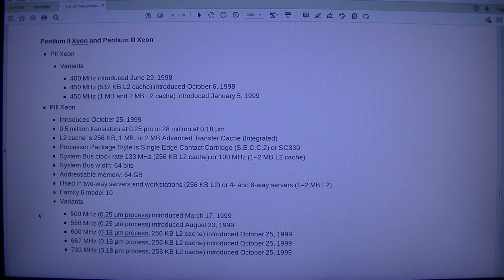550 MHz, 0.25 micrometer process, introduced the 23rd of August, 1999. 600 MHz, 0.18 micrometer process, 256 kilobytes L2 cache, introduced the 25th of October, 1999. 667 MHz, 0.18 micrometer process, 256 kilobytes L2 cache, introduced the 25th of October, 1999. 733 MHz, 0.18 micrometer process, 256 kilobytes L2 cache, introduced the 25th of October, 1999.